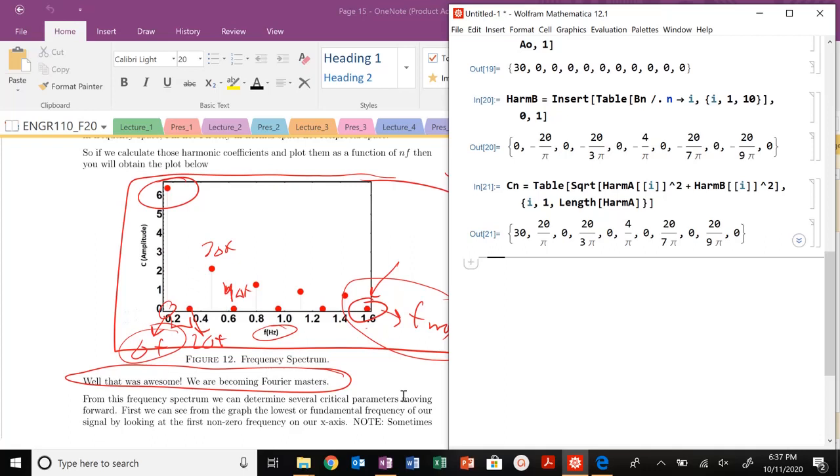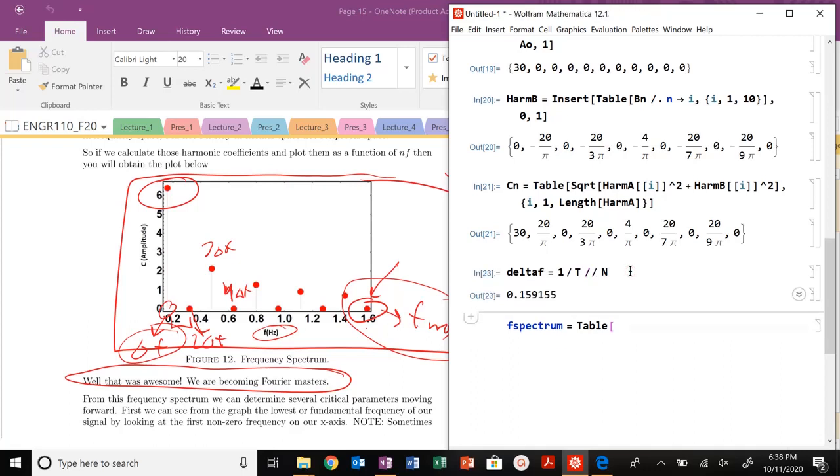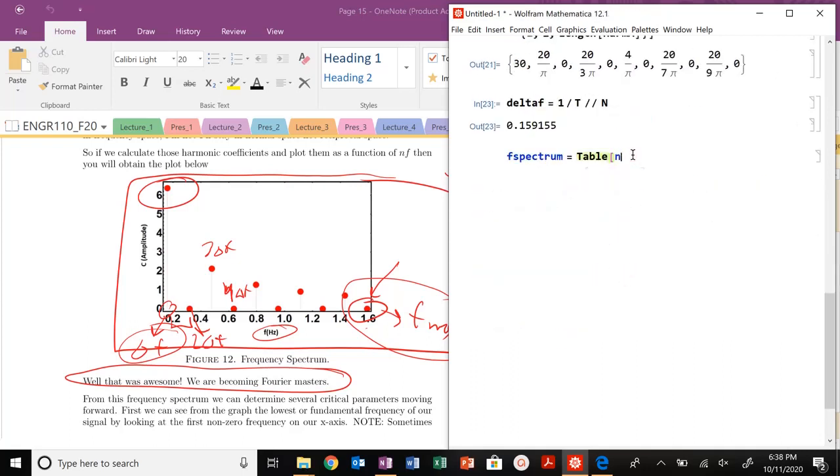Now what am I plotting here? Well, these are my fundamental frequencies. Remember, so my frequency spectrum is going to be a table. So these are integer values, right? Here, this first value is our zeroth order harmonic. So actually let's define delta F to be equal to 1 divided by T. So that's my fundamental frequency. Put in these values here: n times delta F.